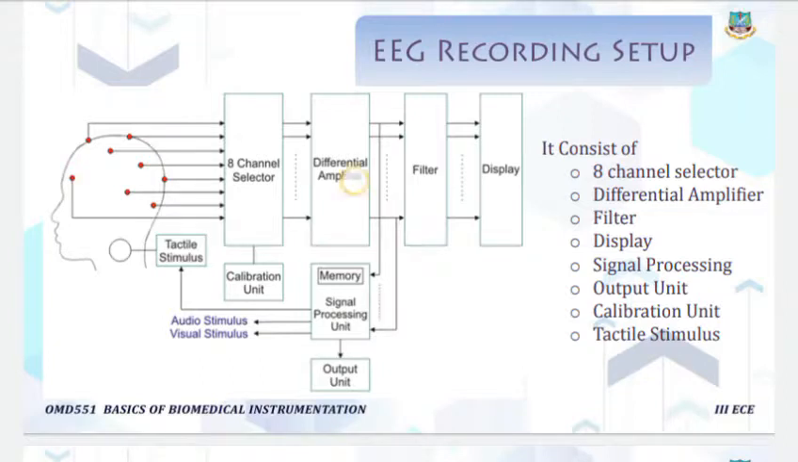So the output of the differential amplifier is again connected to the signal processing unit. Then for further processing it is given to the display unit. To record the potential generated from the sensory part of the brain, the output unit is connected to various stimuli, that is audio stimulus, visual stimulus, and also touch stimulus. It also measures the time delay between the stimulus and the response from the brain.